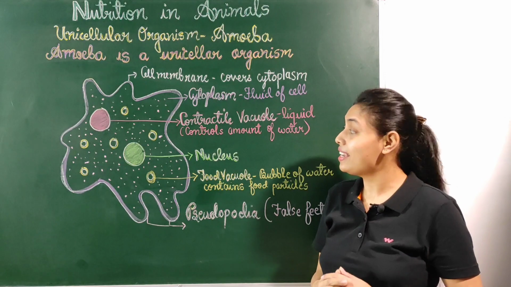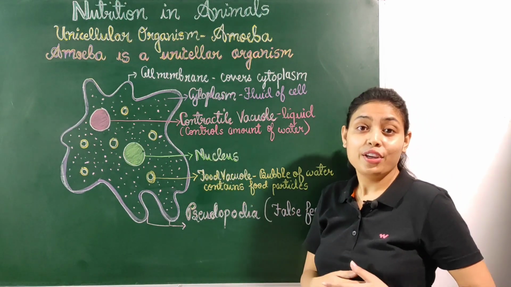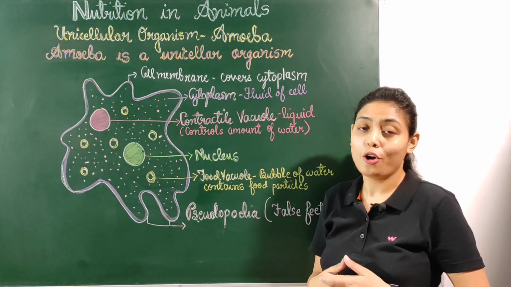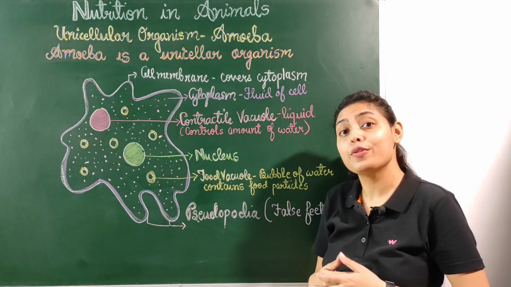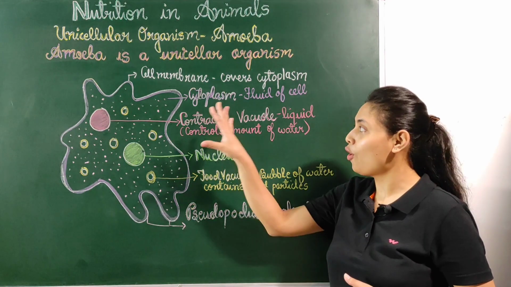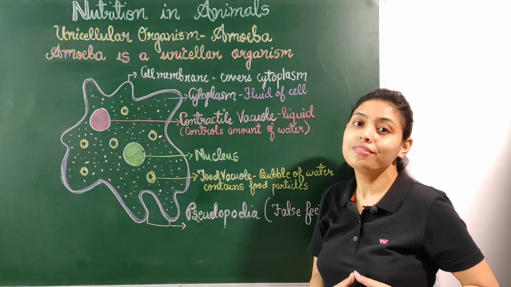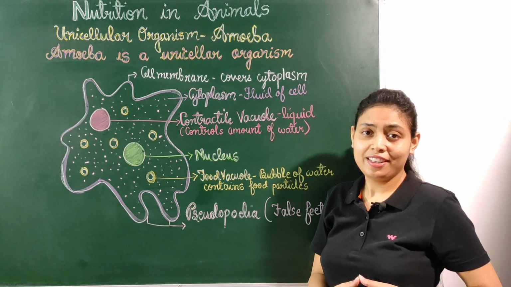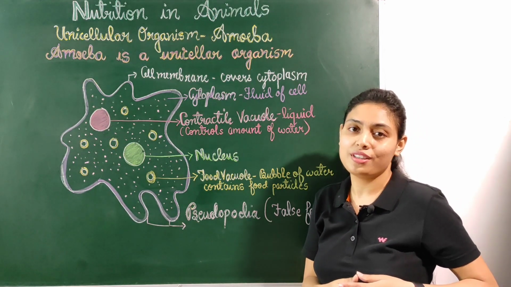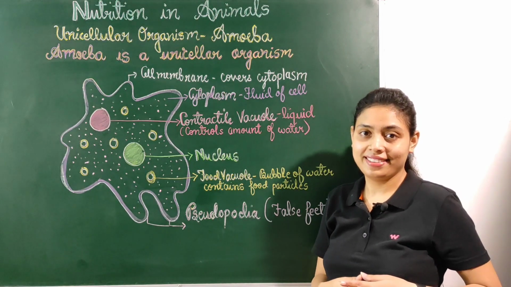The last part is nucleus. Nucleus controls the activity of the cell, or we can say nucleus controls the activity of amoeba. So these were all the important parts of amoeba. Now let's move to the feeding and digestion process in amoeba.